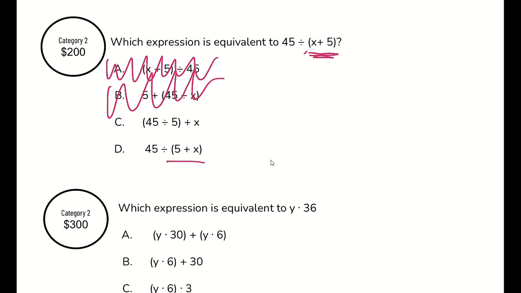You can do that because it's addition. So we can do that. 5 plus x and x plus 5 are the same. So that one would be the only equivalent one. So that one's equal. Yay!